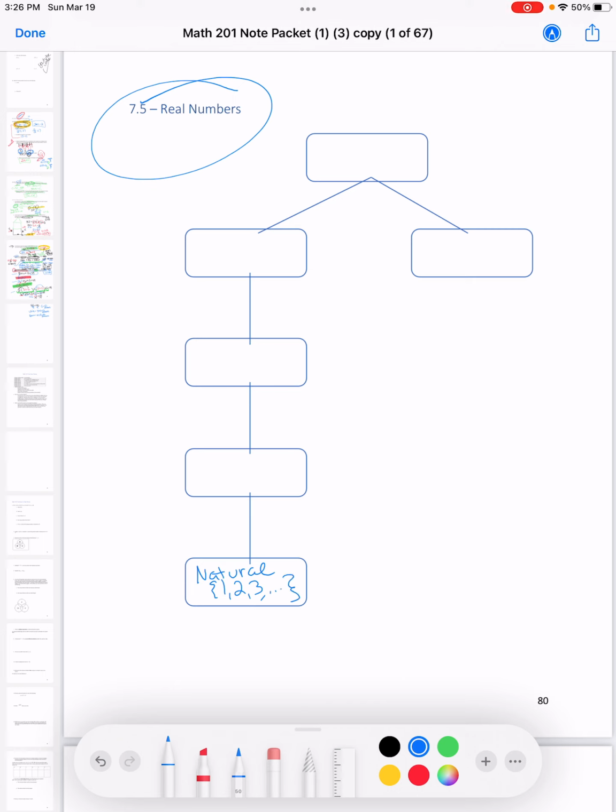No decimals, no zeros, no negatives. This is what we say you're naturally born to learning when you count, like what babies learn to count with. They're also called the counting numbers because of that.